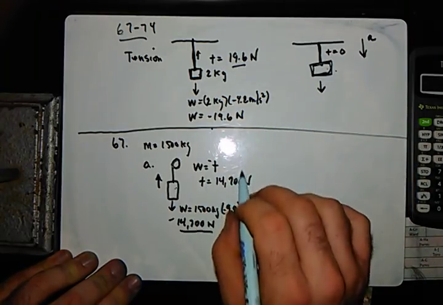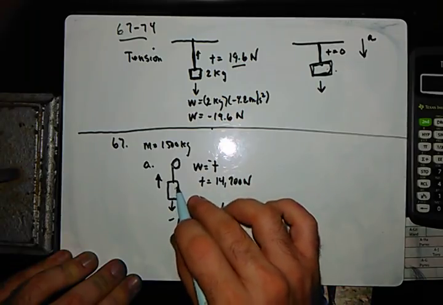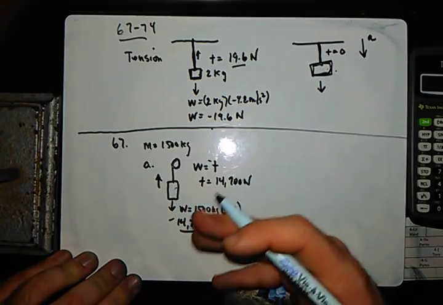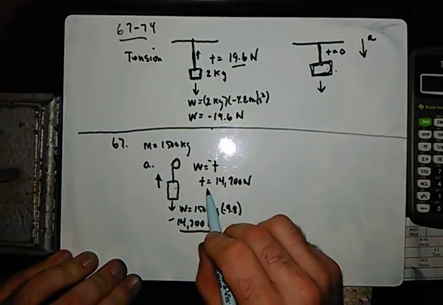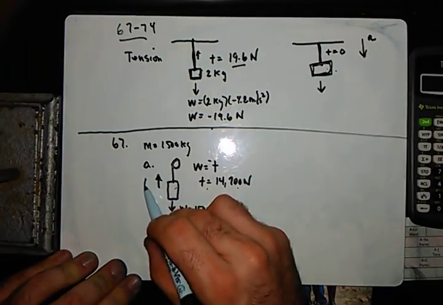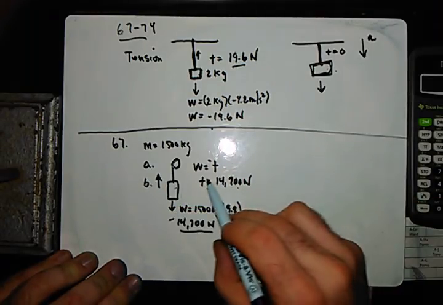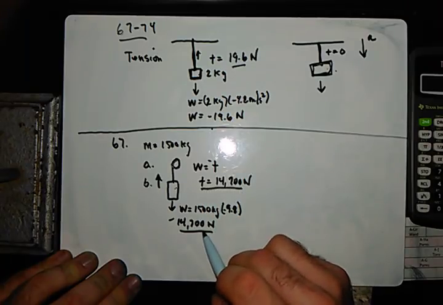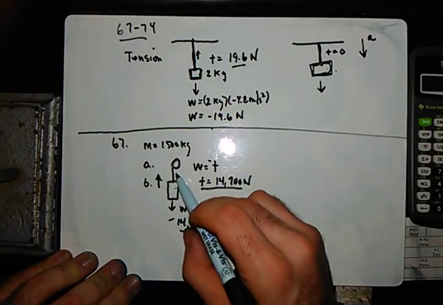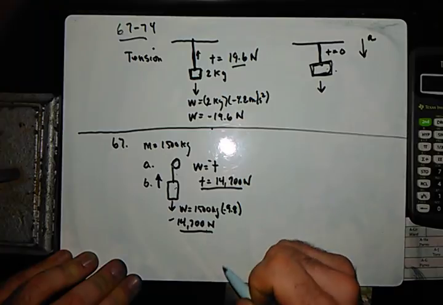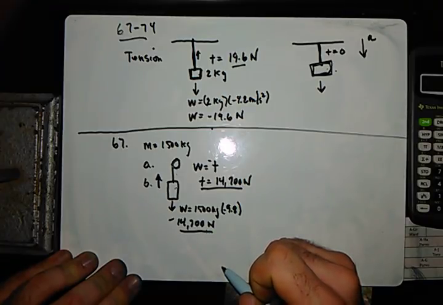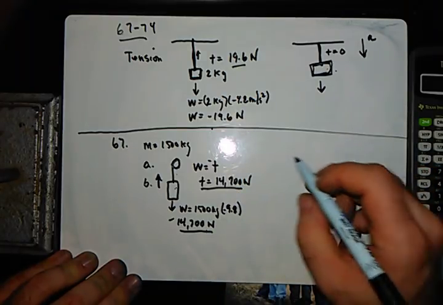Now, part B says the elevator moves downward at a constant speed. Again, there's no acceleration. You're in the elevator, you're not feeling any difference in your apparent weight. So the tension stays the same in part B. Part A and part B are very easy. The magnitude of the tension pulling up equals the weight pulling down. It's almost like the normal force.